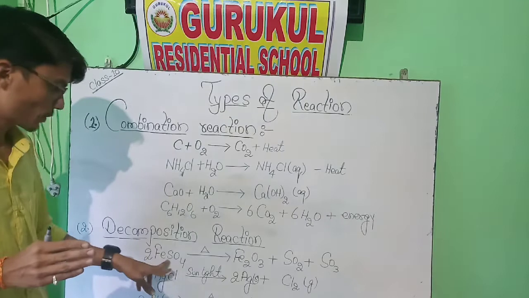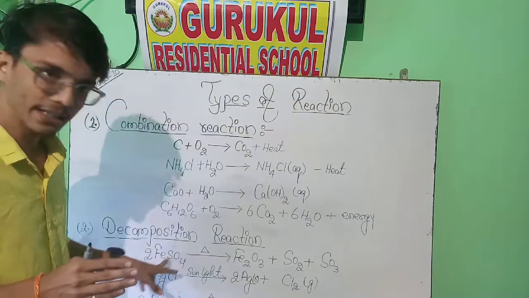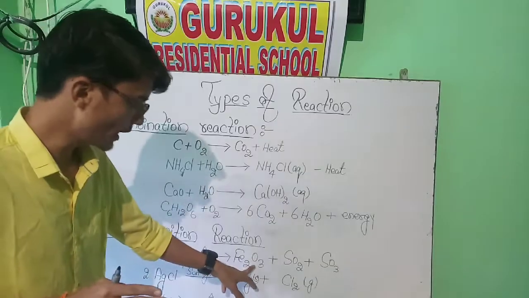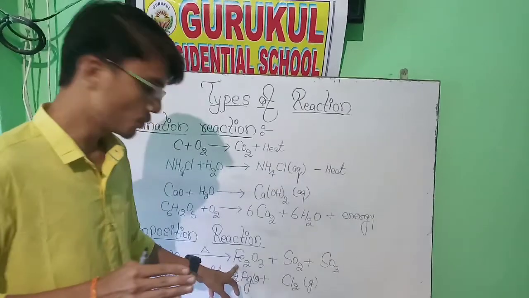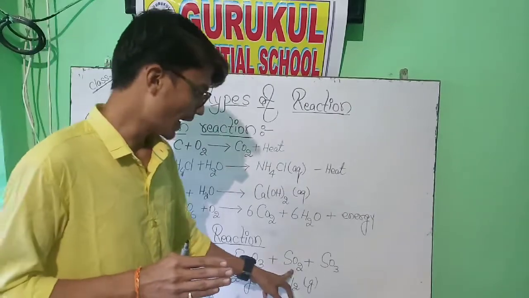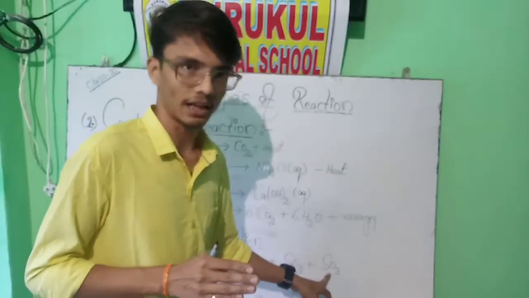An example is FeSO4, ferric sulfate. When we heat the ferric sulfate, it breaks down into Fe2O3, ferrous oxide, SO2, sulfur dioxide, and sulfur trioxide.